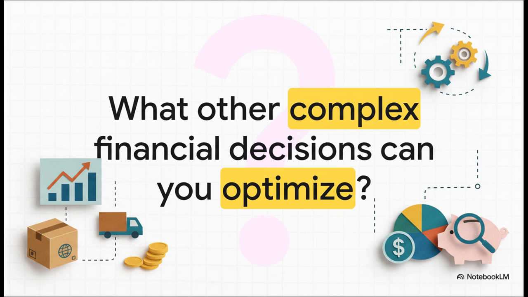This way of thinking, setting an objective, defining your variables, and working within your constraints, it is an incredibly powerful way to solve problems. So I'll just leave you with this question to think about. Now that you have a framework for optimizing a shipping network, what other complex financial problems, things like budget allocations or even investment portfolios, could you attack with this exact same powerful logic?